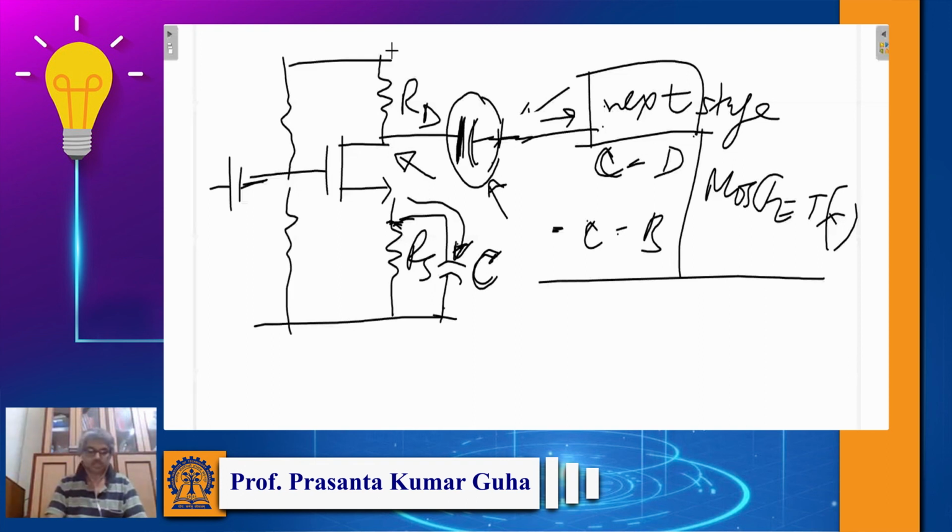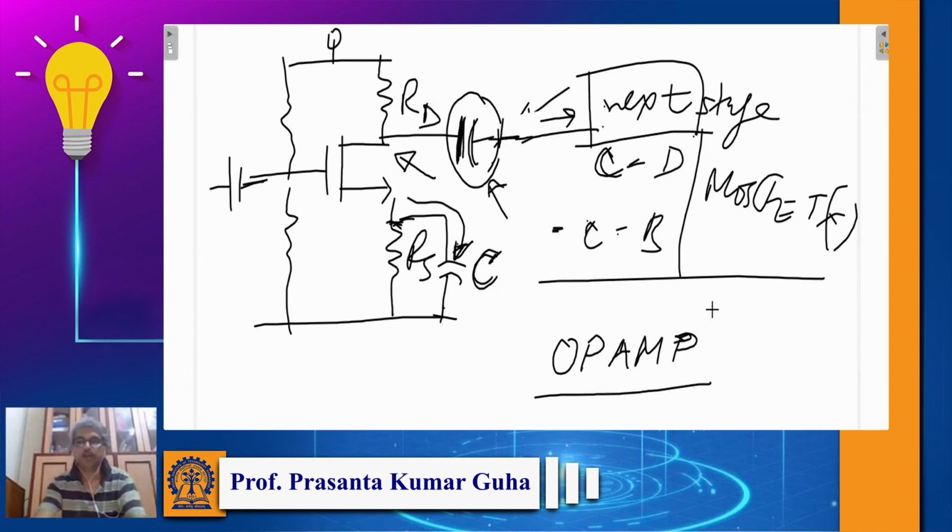So this is in a nutshell the small signal model of the MOSFET as the common source amplifier. Okay, so next day, that is tomorrow, we will start another chapter which is known as op-amp. So tomorrow we will start another discussion which is op-amp. So if you have, let me go back.